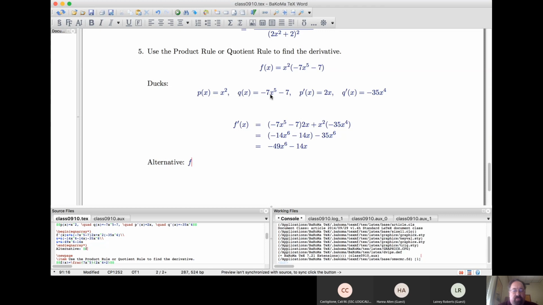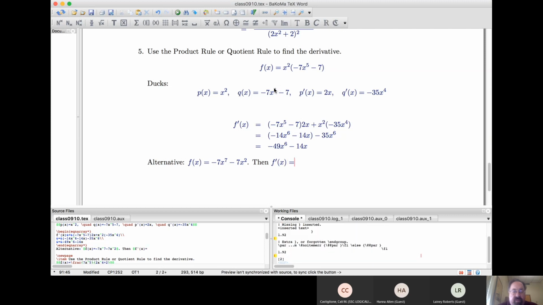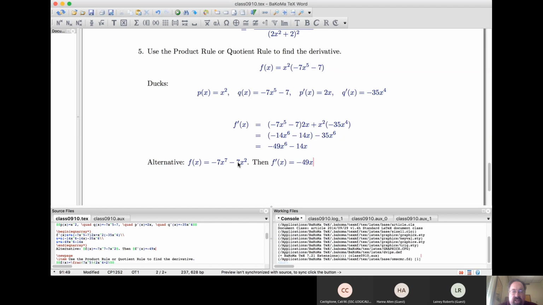Because what I could have done is rewritten f of x by taking this x squared and distributing it through here. So I have minus 7x to the 7th, and then minus 7x squared. Then I could take a derivative in the usual way using a power rule. So I have minus 7 times 7 is minus 49 x to the 6th, minus 7 times 2, 14x. And of course, it would agree with this result.